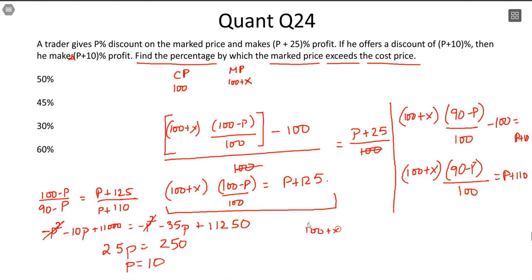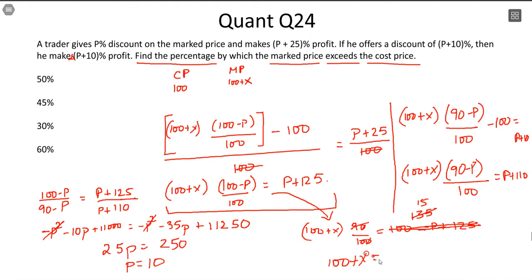Now that P is equal to 10, let me go. 100 plus X, P is 10, so I get 90 by 100 minus 100. Sorry, this is equal to P plus 125, right? This equation from here, so by P plus 125, this is 135. So cancel. 0 0 cancel. This is 9, this is 15. So 100 plus X is equal to 150, or X is equal to 50.